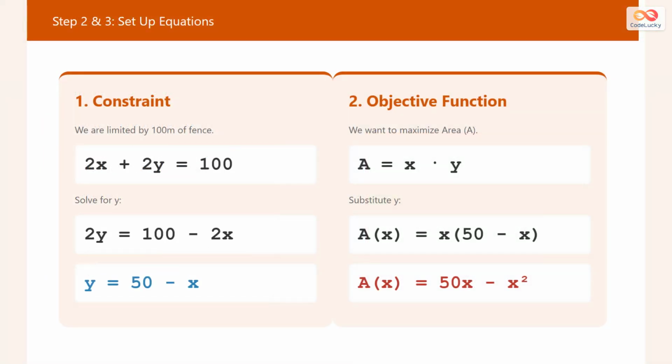Now we write our equations. Our constraint is the perimeter. 2x plus 2y equals 100. We can simplify this to find that y equals 50 minus x. Our objective function is area equals x times y. By substituting our expression for y into the area equation, we get a new function. Area of x equals 50x minus x squared. Now we have an equation with only one variable.